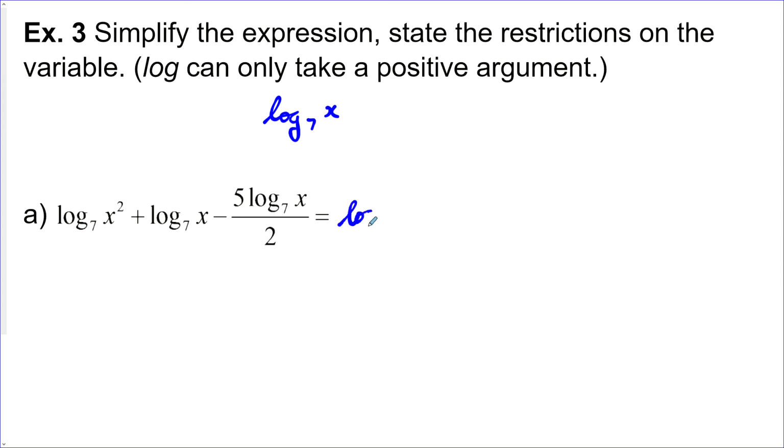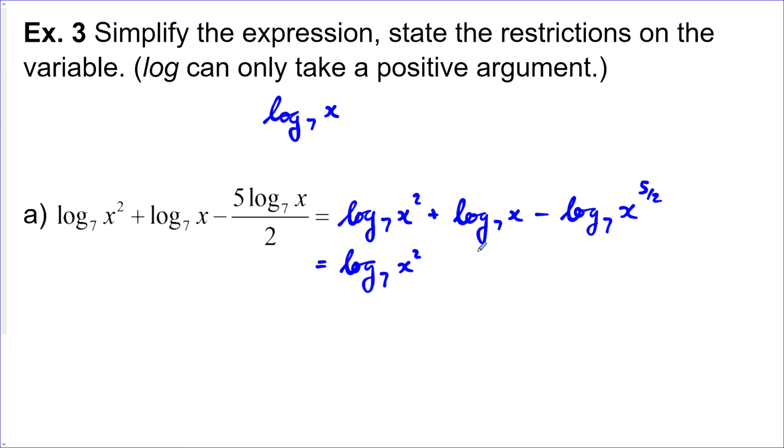So we'll keep the first one the same here, x to the power of 2. And we'll keep the second one unchanged as well. And this is minus 5 over 2. So let's put that as an exponent instead. So x to the power of 5 over 2. Now let's use our log laws and combine up these because they all have the same base. So we've got log base 7 of x squared. Now this is plus, so we're going to multiply. And this one's minus, so we're going to divide that argument.